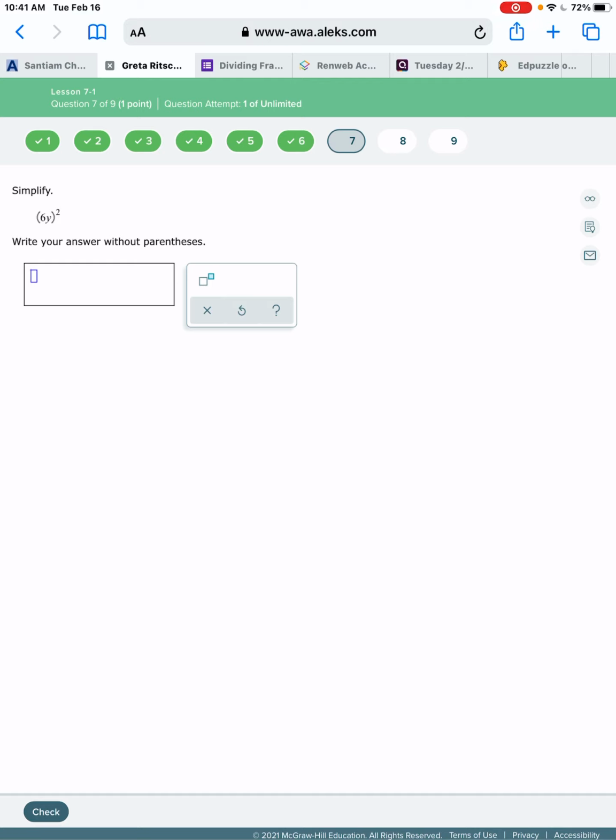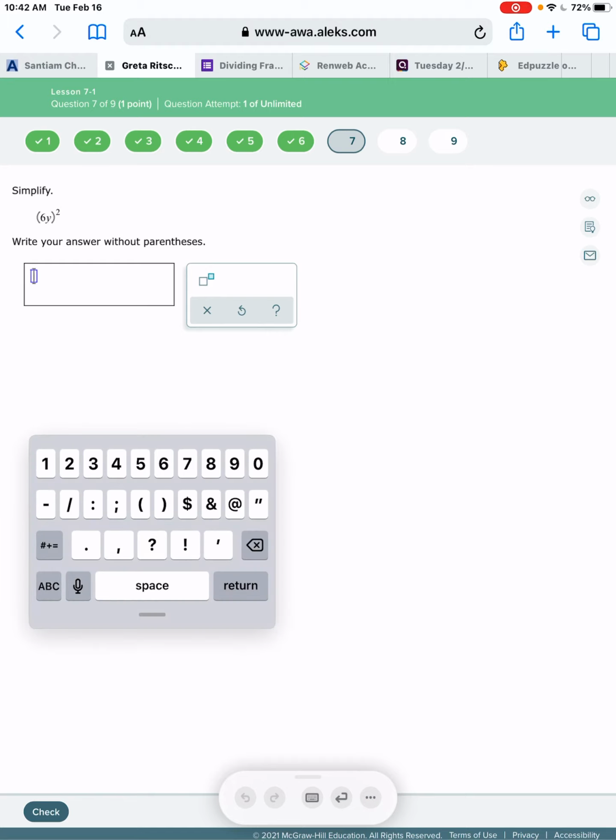6y squared. Notice that the squared is on the outside of the parentheses, so I have 6y times 6y. And so each of these little pieces, the 6 and the y, are actually going to get affected by that exponent. So if I have 6y times 6y, I have 6 times 6 is 36. And then I have y times y, which is y squared.